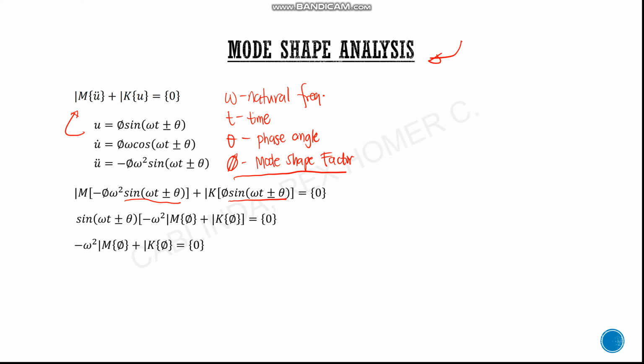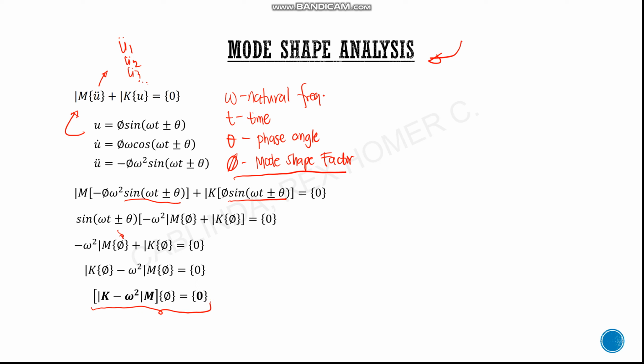Since this is a vector, it has many values, just like the acceleration vector, which has acceleration 1, acceleration 2, acceleration 3, and so on. Here we have a mode shape vector, meaning mode shape 1, mode shape 2, mode shape 3, and so on. We rearrange that into this form: the stiffness matrix times the phi minus omega squared times the mass matrix times the phi is equal to the null vector. We just factor out the phi, or the mode shape factor, and have it in this form equal to the null vector.